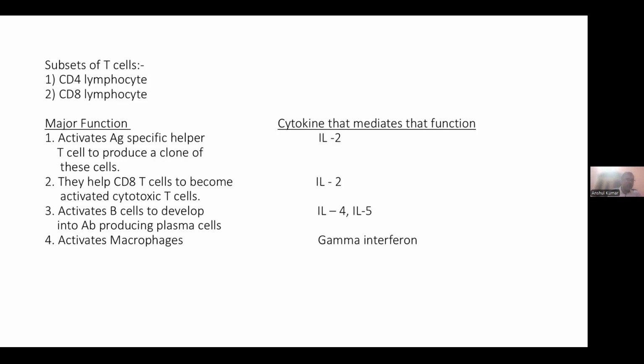Now, CD4 lymphocytes, which make up 65% of peripheral T cells, predominate in the thymic medulla, tonsils, and in blood. Now, CD4 lymphocytes have two subpopulations. Again, it is divided into two subtypes: T helper 1 cells and T helper 2 cells. The above functions are performed by these cells.